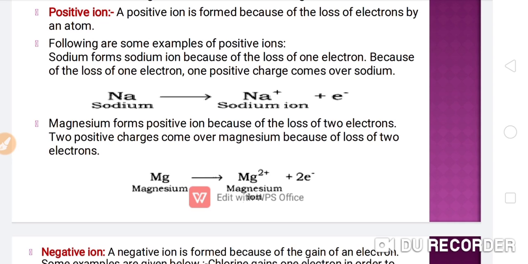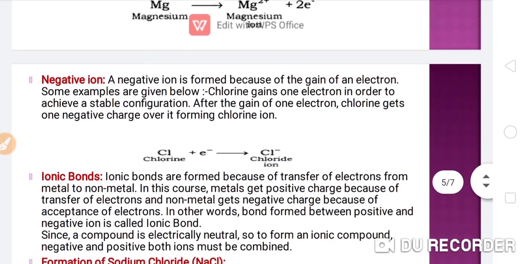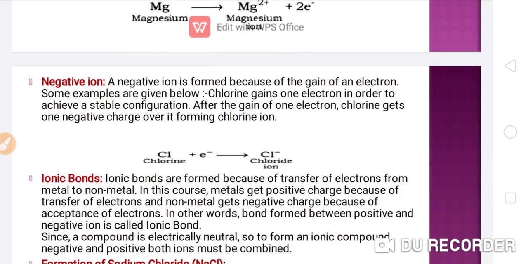You can see here in both the equations. Now, negative ion. What will be the condition at which the negative ion will be carried by any species or any atoms? It will be the condition in which any atom or element gains an electron during the chemical reaction to complete its octet. This is the reason behind the formation of the negative ion. A negative ion is formed because of the gain of an electron.